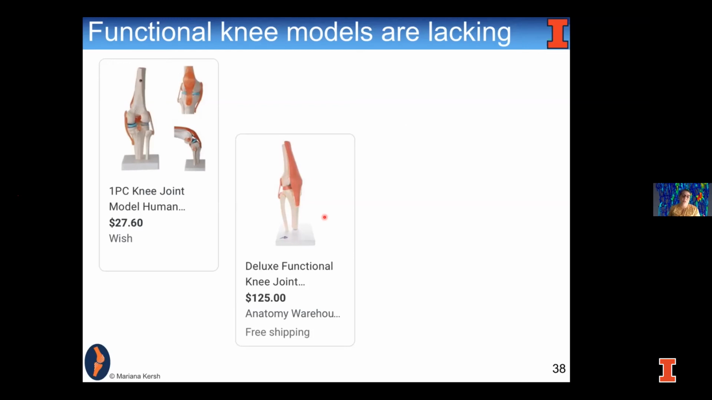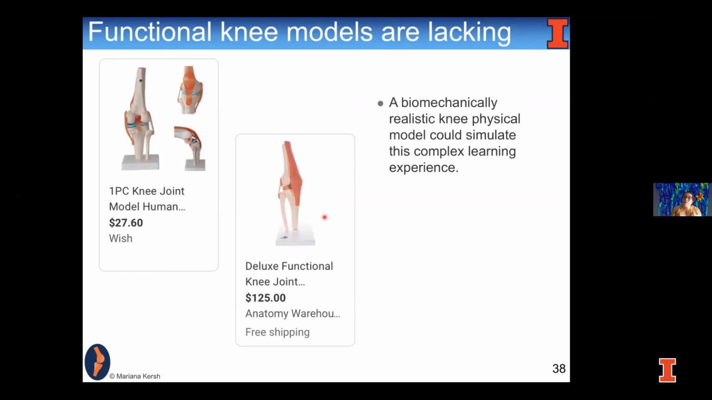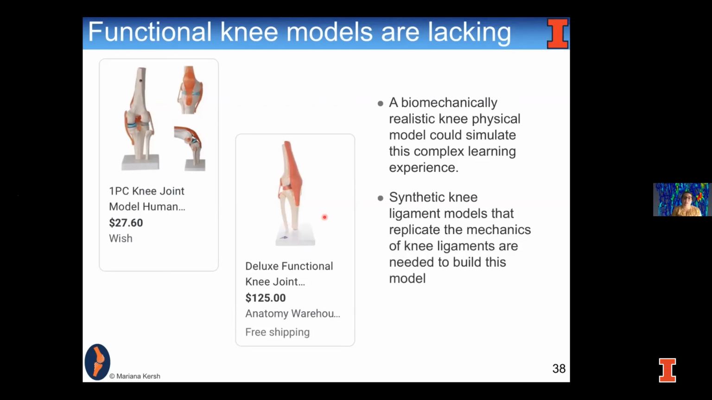And so the goal here is to actually develop a biomechanically realistic physical knee model that could simulate the learning experience. And in order to do that, we need to understand how do we create an artificial ligament then, and not necessarily in a cellular engineering context, because obviously these would just be teaching tools, right? This is very different from a cell engineering approach. And so our goal was to understand whether or not we could develop a synthetic ligament that would replicate the mechanics of knee ligaments in order to build this model.